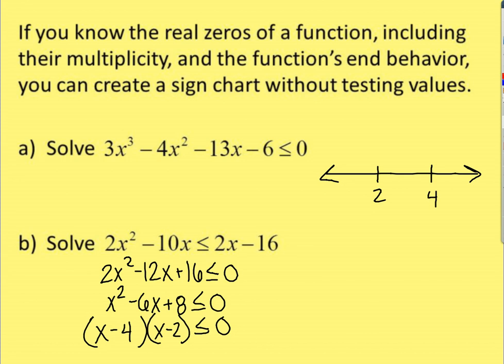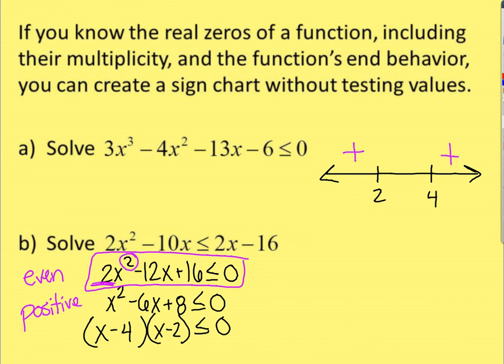Now we're going to look at the end behaviors. So if we go back to this function, our degree is 2, so that's an even degree. This means we know the two ends will go in the same direction. They'll both go up or they'll both go down. Our leading coefficient is a positive 2. Since it is positive, we do know both ends are going to go up, or they will have positive y values, which means it'll be negative between 2 and 4.